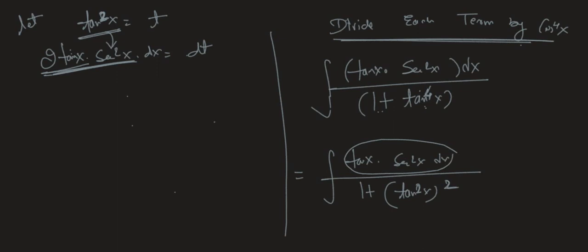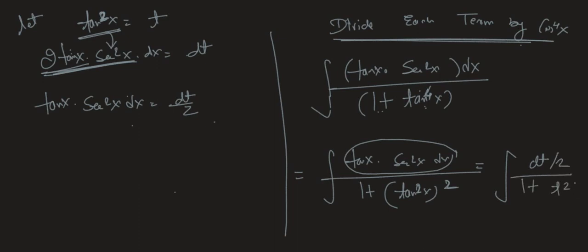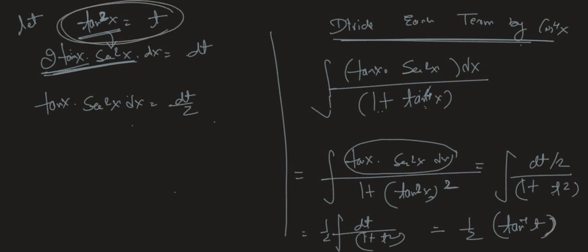ठीक है, now what? So this we can see clearly is present in numerator. ठीक है, तो I can write tan x sec square x dx is dt by 2, और ये बोला पूरा का पूरा I got dt by 2, and this is 1 plus t square because I assumed it t, correct? Okay, so I can write it integration of 1 by 2 dt by 1 plus t square. And what is integration of this? Is nothing but tan inverse of t. I'm done.